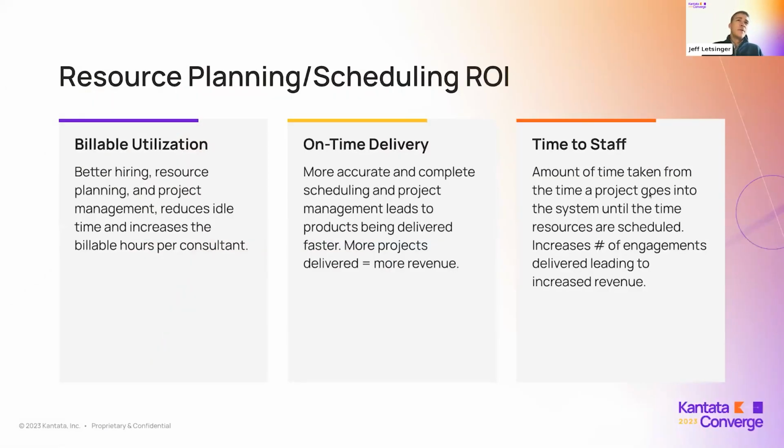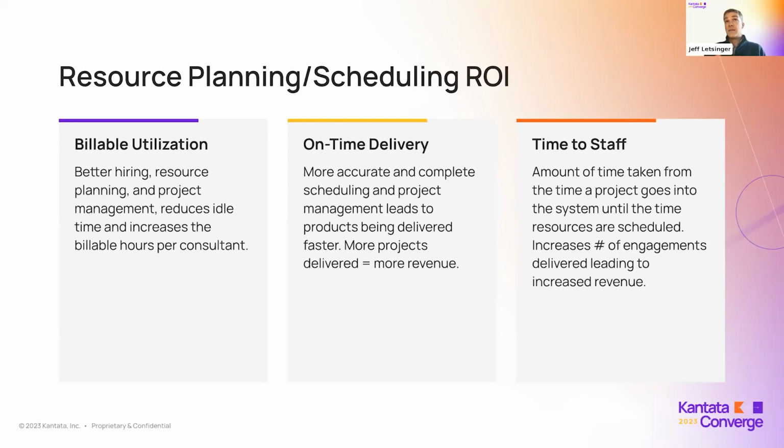All right, so what are we going to focus on? From a resource planning and scheduling return on investment standpoint, I think there's really three key areas that we're looking to improve. The first being billable utilization. That's better hiring, resource planning, and project management. Ultimately, with billable utilization, we're trying to reduce the amount of idle time people have that are billable resources. We want to deploy our people on projects as much as we can without having them go over their capacity, and really get the most out of our billable resources to help drive revenue for our firm.